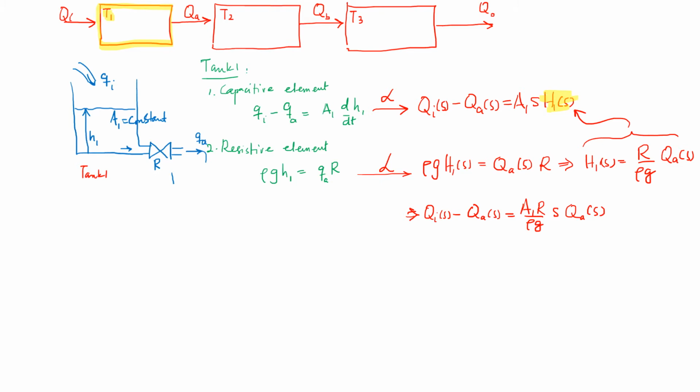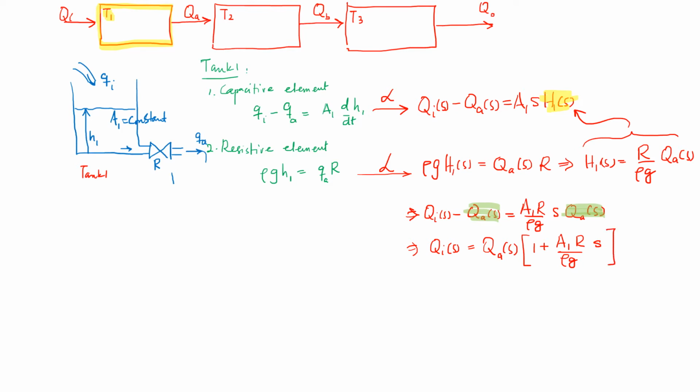Now in this particular case, you can see that you have Qa of s appearing over here as well as over here, so possibly you can combine the two. For that matter you can say that Qi of s is equal to, taking Qa of s on the other side, Qa of s common, and that would make this thing 1 plus a1 R over rho g times s over here.